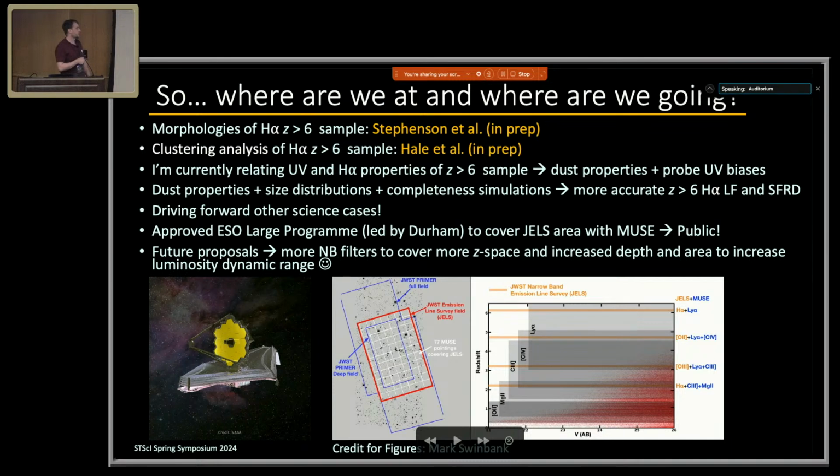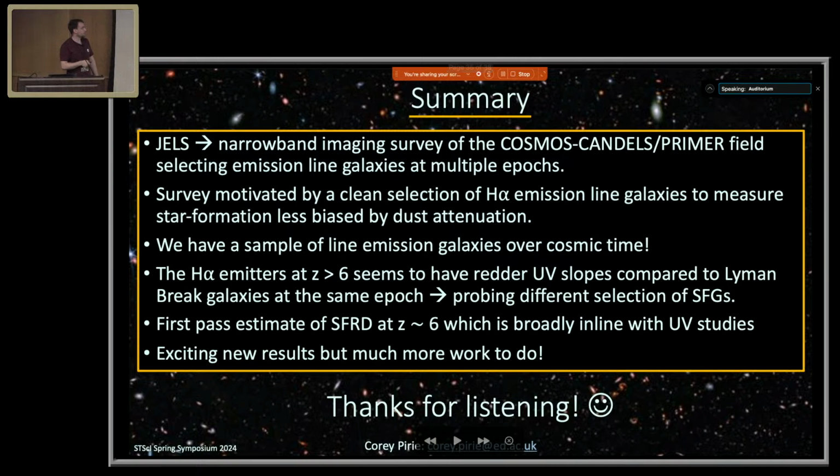And of course, we're looking to the future and future proposals. We're hoping to use more narrowband filters from JWST to cover more redshift space, to fill in the gaps in cosmic time, but also increase the depth and area of the imaging to extend the luminosity dynamic range brighter and fainter. With that, I will leave you with my summary and just reiterate the last point: we've got some exciting new results, but there's still plenty more work to do. I'm really looking forward to seeing where this work goes.